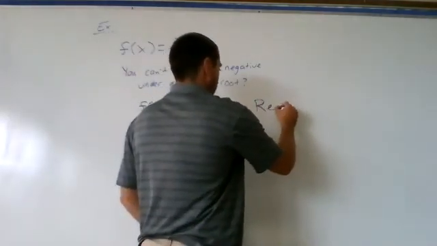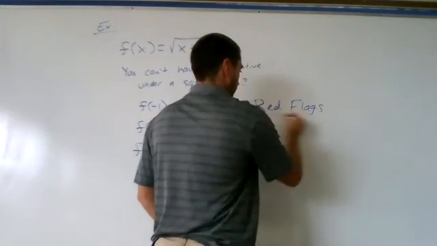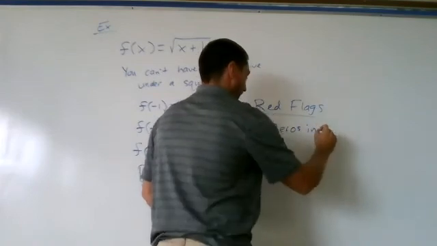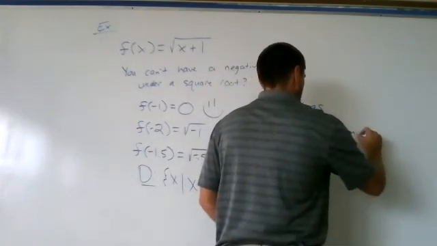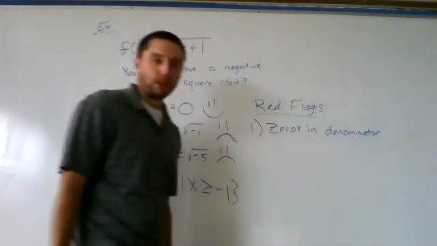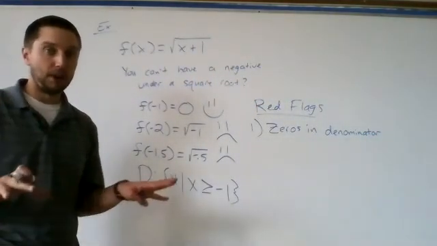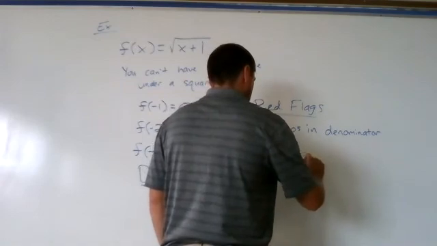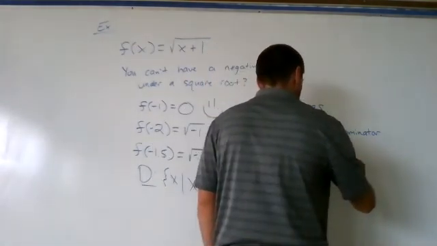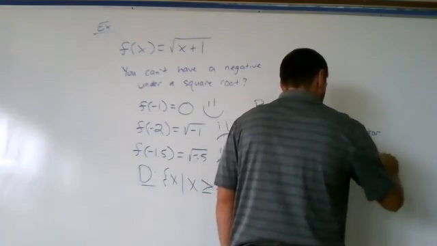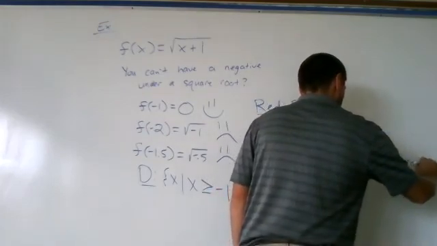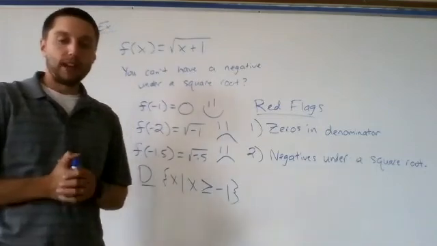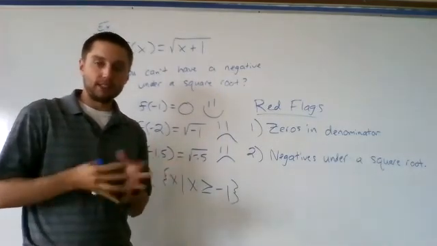Okay, so 2 red flags to think about as you're doing your homework. First red flag, zeros in the denominator, zeros on the bottom. So what values can you plug in that'll give you a 0 on the bottom? Because 0 on the bottom, that's no good. And then the second red flag is negatives under a square root. Those are no good. Okay, so just worry about domain for now when we're looking at equations. We'll get better at this as we go.